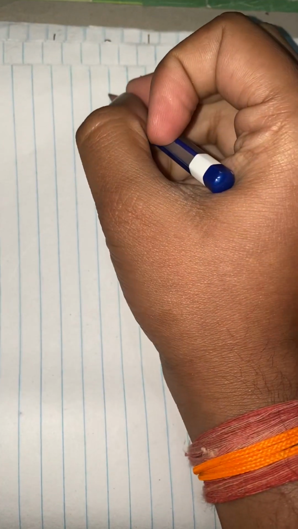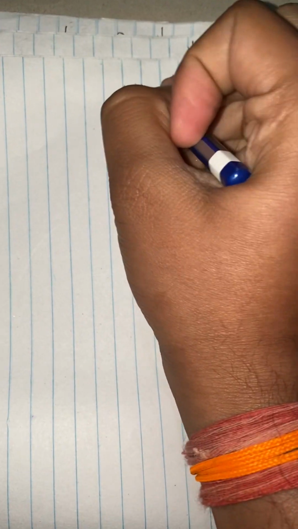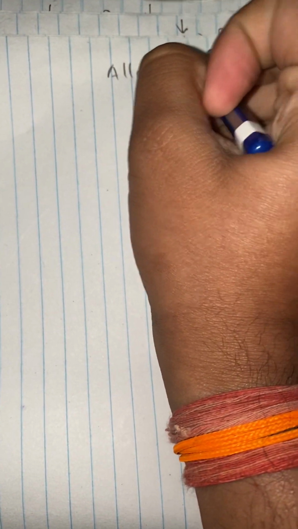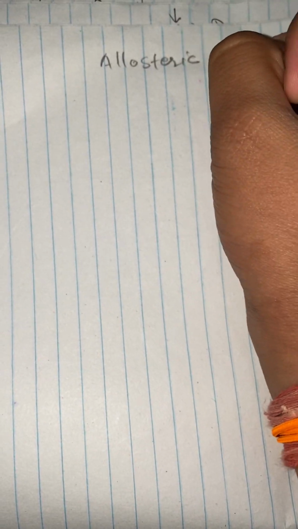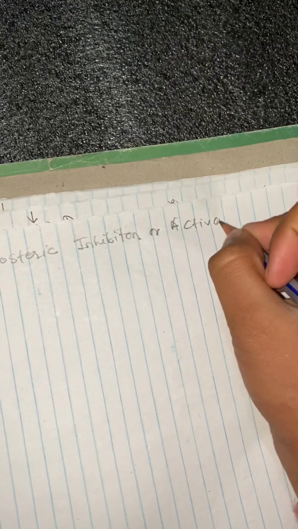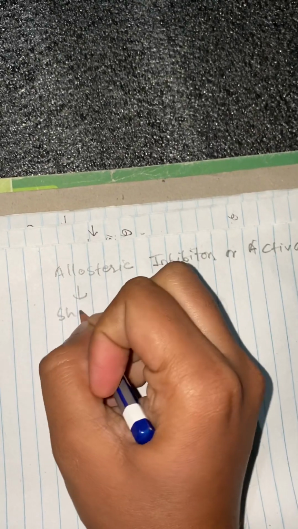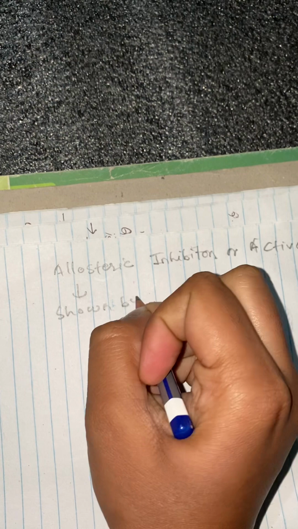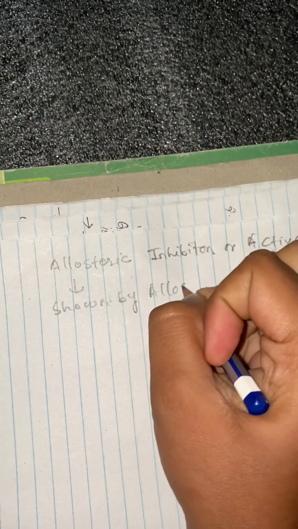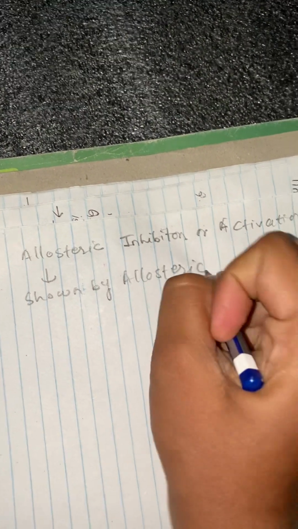Hello everyone, today we will study about allosteric inhibition or activation. Allosteric inhibition is shown by the allosteric enzymes.